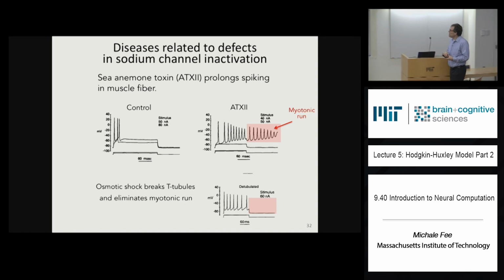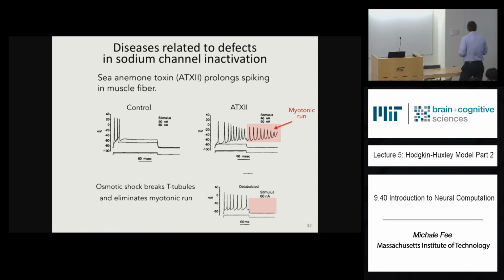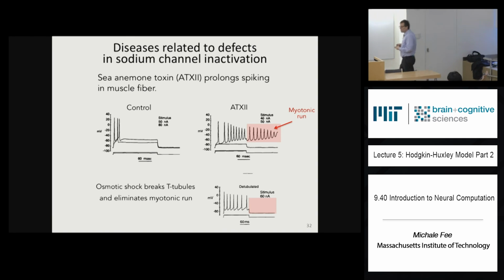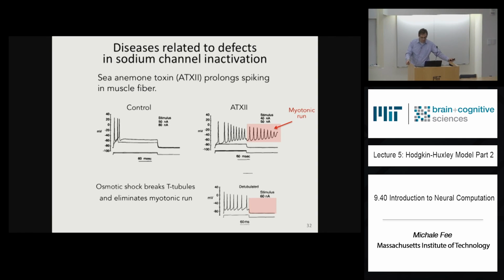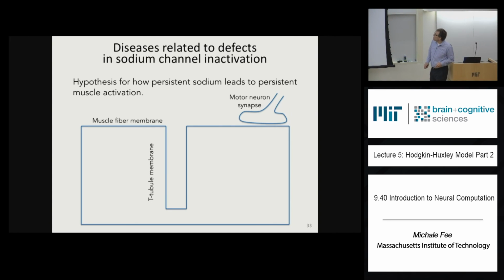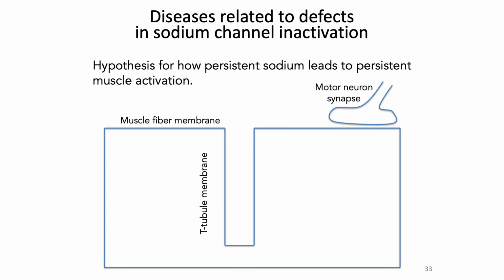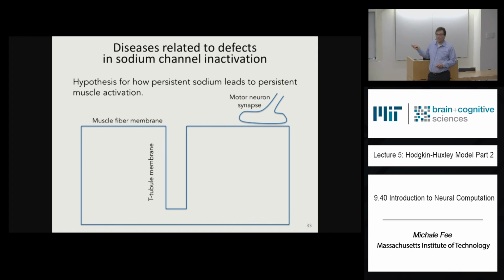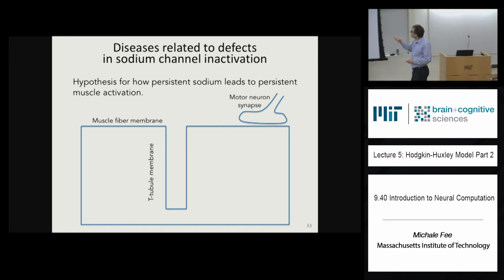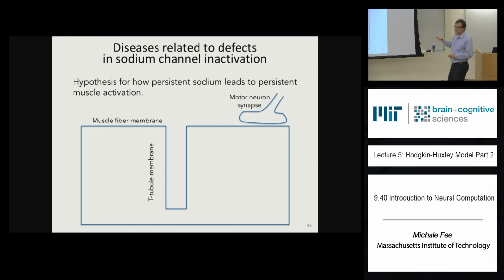There's a really beautiful set of papers from David Corey and a person named Cannon, who proposed a hypothesis for why this actually happens. I'll walk you through the hypothesis right now. So here's the idea. When you have an input from a motor neuron onto the muscle fiber, you get synaptic input, and a depolarized muscle fiber.